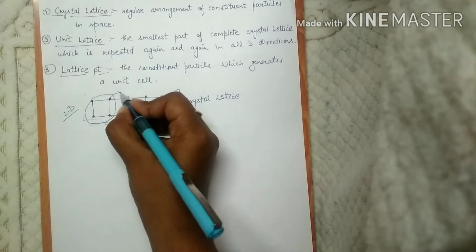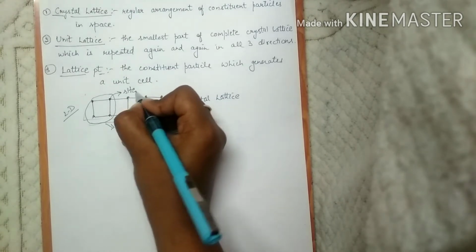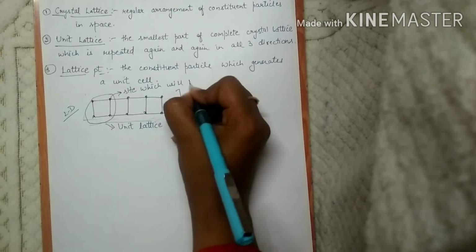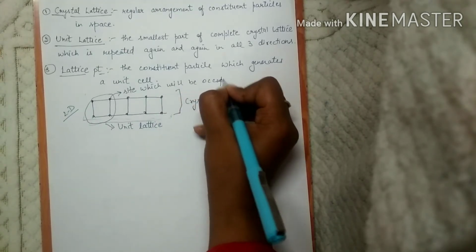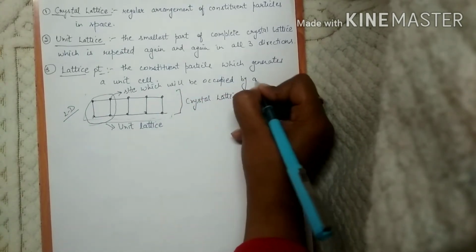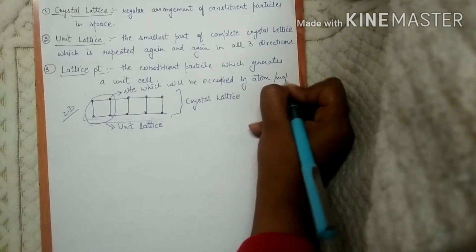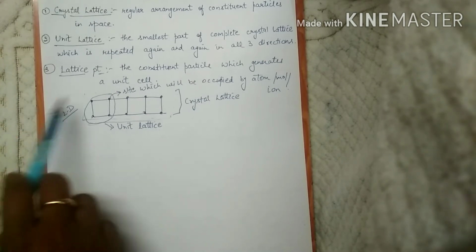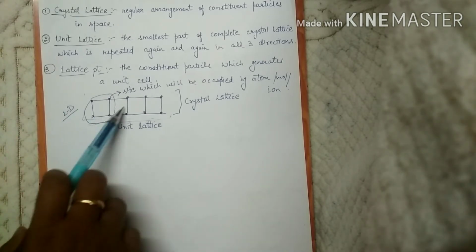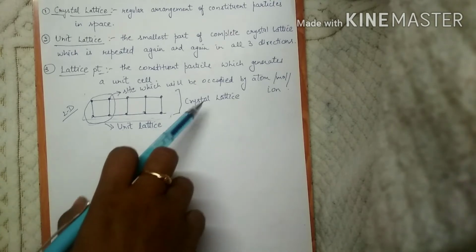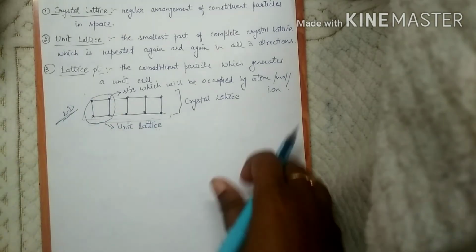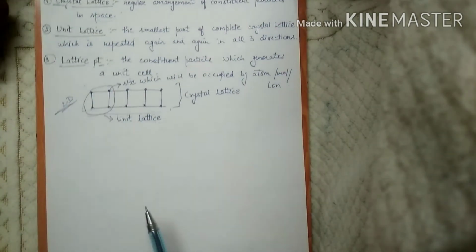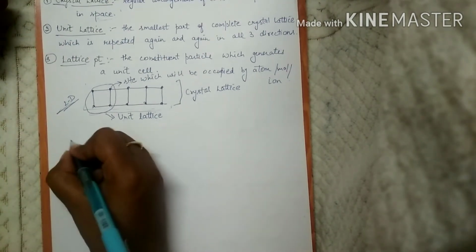So lattice point is basically the site which will be occupied by atom or molecule or your ion. So lattice points combine to form a unit cell and unit cells combine to form a crystal lattice. This is in two-dimensional, but we are talking about the arrangements in space in 3 dimensions.